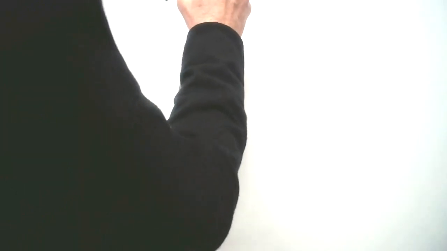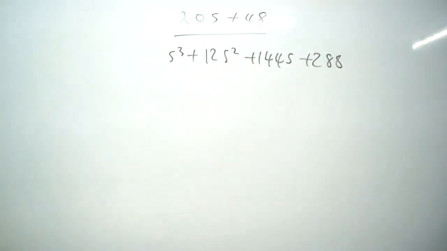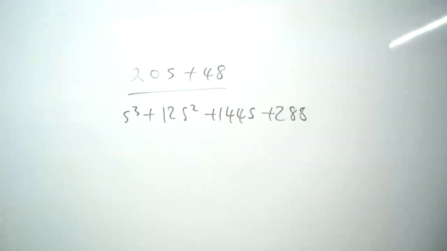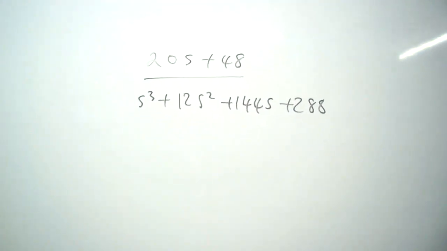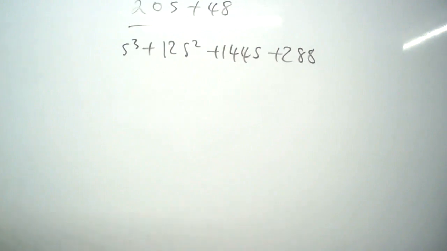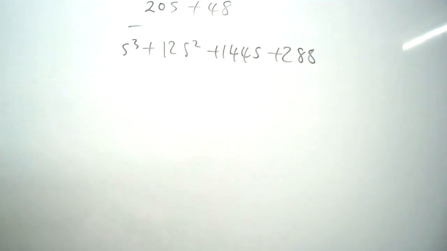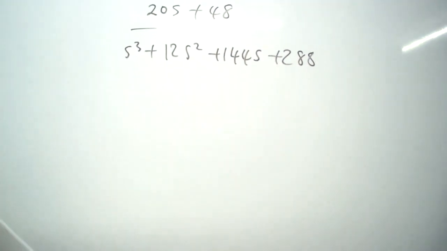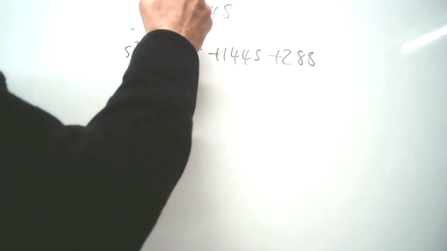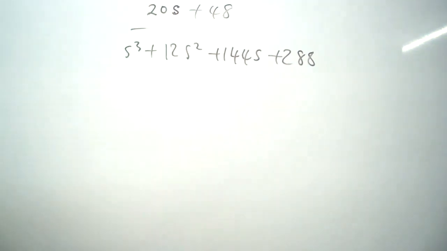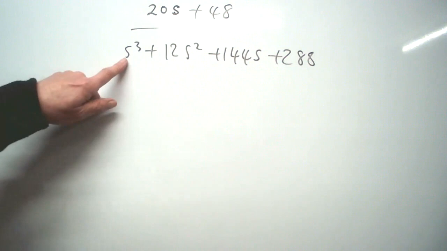plus 48 over s cubed plus 12s squared plus 144s plus 288. That's it. There we go. Just get it in. It's 20s. The 20 doesn't come out very well, does it? My pen wasn't working so well then. There you go. That's an S there. It looks like 28, doesn't it? That's a little S there. So it's a cubic equation.